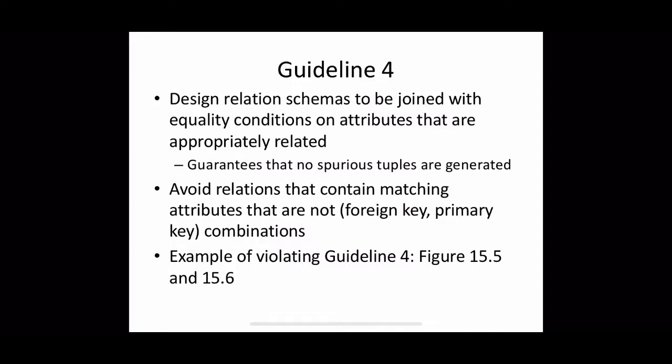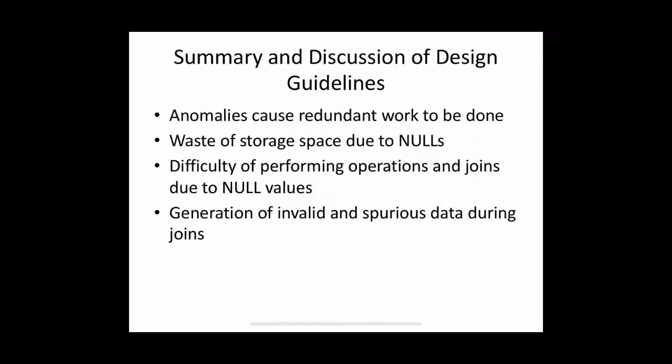So we have already seen an example of table design which creates such violations, right? Which generates spurious tuples. So informally, we discussed the different situations that lead to problematic relation schemas, and we proposed some informal guidelines for good relation design, right? So these were the problems we pointed out there: anomalies that cause redundant work to be done, wastage of storage space due to nulls, difficulty of performing operations and joins due to null values, and also generation of invalid and spurious data during joins.